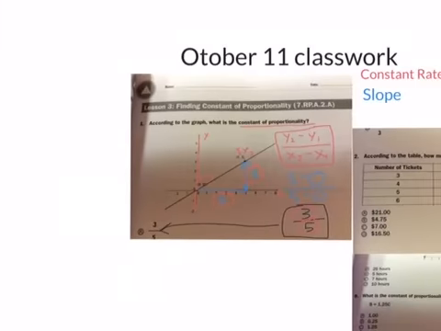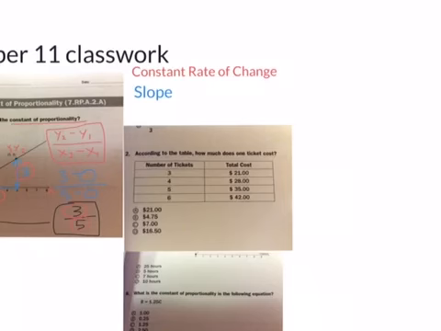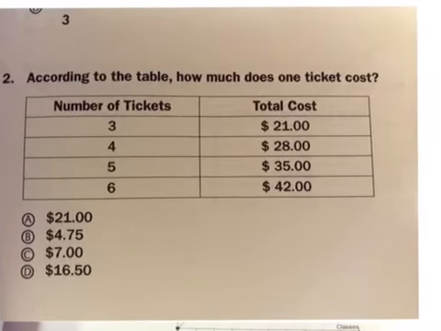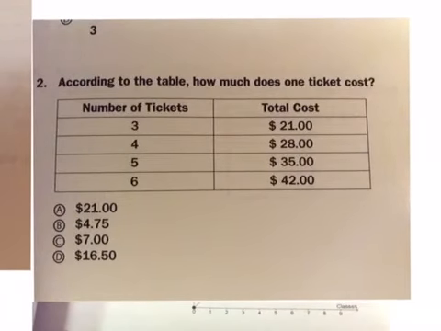Moving on here to a table. So we've got one problem that says, according to the table, how much does one ticket cost? Again, that's just the slope, that's the unit rate, that's the constant rate of change, the constant of proportionality, all these words meaning the same thing. With this one, it would just work out just to divide because it's proportional. But since we're finding slope, let's just do it like this.